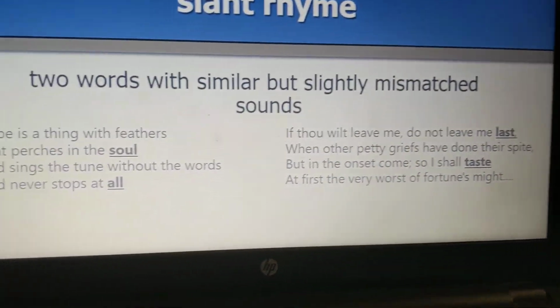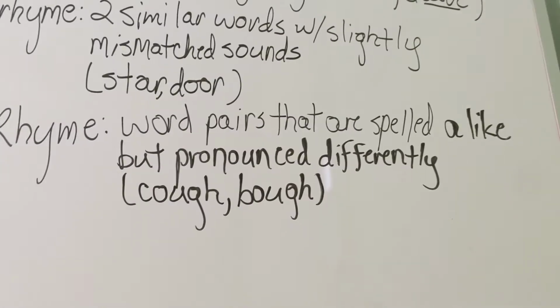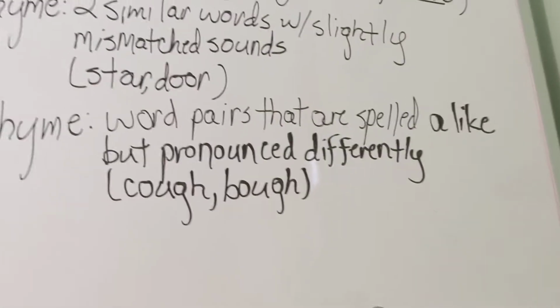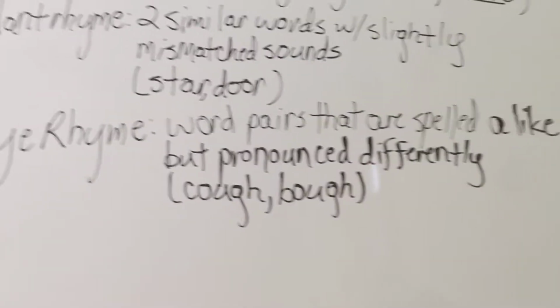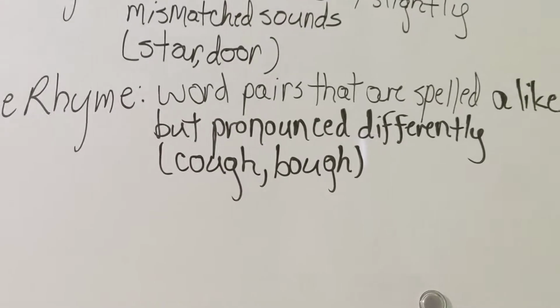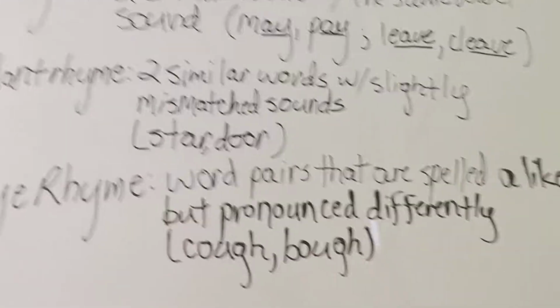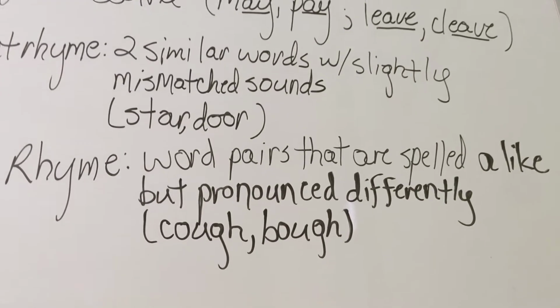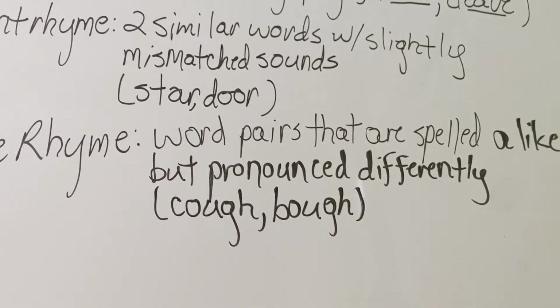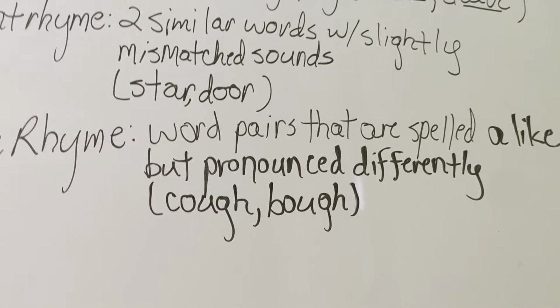So the next term we have is eye rhyme, and over here on my board we have the term: word pairs that are spelled alike but pronounced differently. And your book gave you the example of cough and bow. The English language is crazy enough to do stuff like this: you pronounce cough with an F sound at the end and bow with a long O sound. So they do not rhyme.